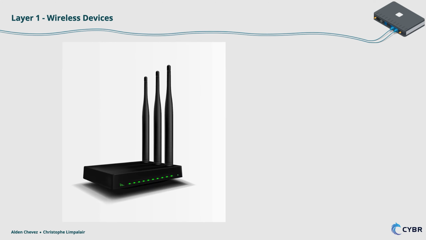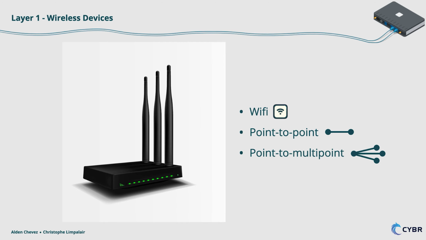So let's talk a little bit more about some layer 1 devices, and let's start with the wireless devices first. As discussed before, the antennas are part of the physical layer. There are several types of antennas depending on the technology used. Here, we'll only mention a few examples related to networking, which means we'll talk about Wi-Fi, point-to-point, and point-to-multipoint. So let's start with Wi-Fi devices.